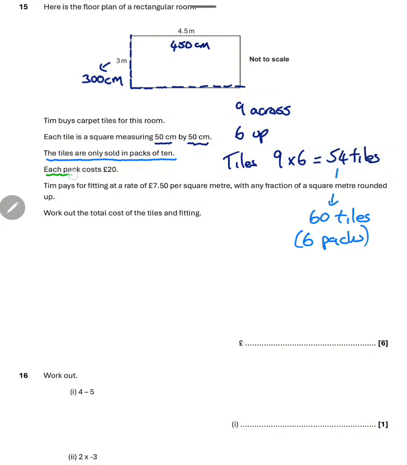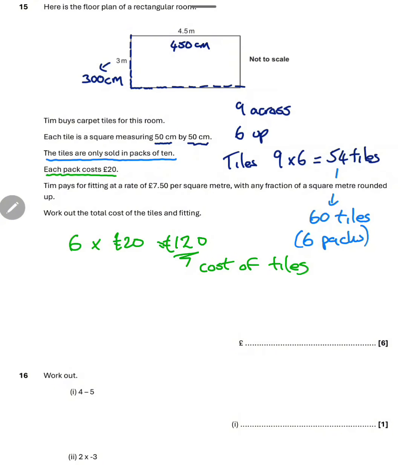And then it says each pack costs £20. So I need 6 packs, and I'm going to multiply by £20, £20 for each pack. Well, 6 twos are 12, and then I'm just going to bolt a 0 on the end because I actually wanted to do 6 twenties, not 6 twos. This here is the cost of your tiles.